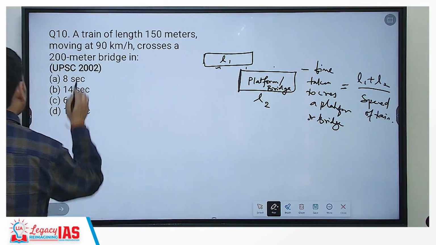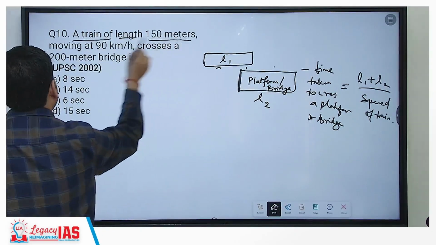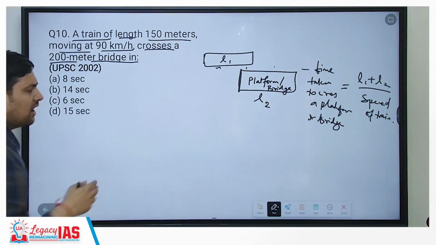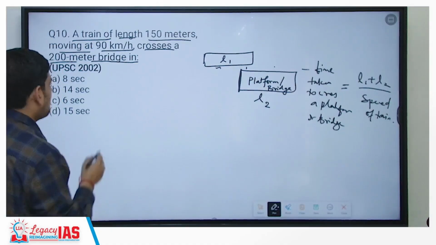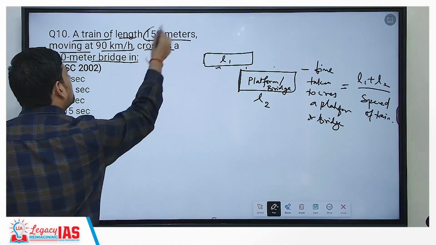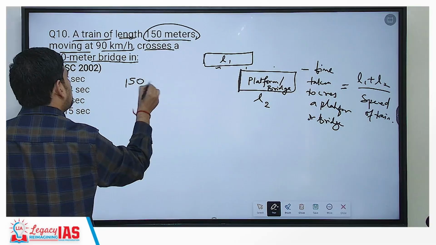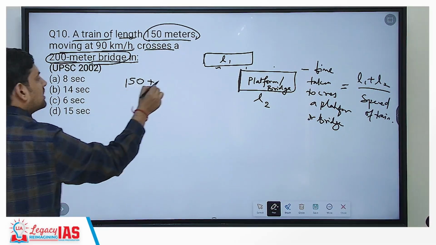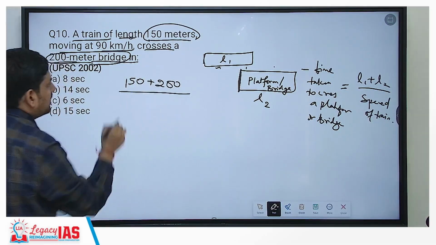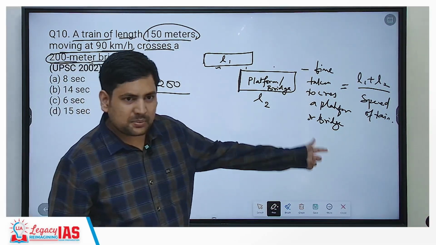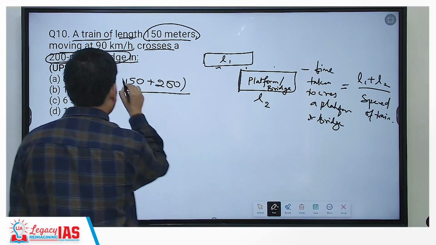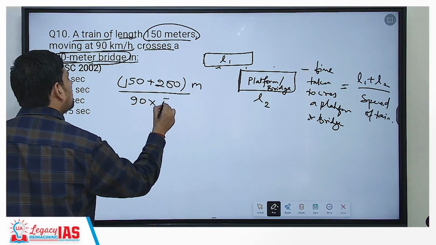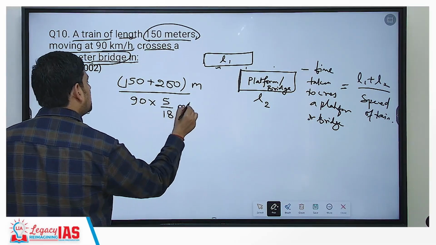Now let's see this question. A train of length 150 meters moving at 90 km per hour crosses a 200-meter bridge in what time? So L1 plus L2. Now length of the train is 150. So 150 plus L2. L2 is what? 200-meter bridge. So this is the second length. So plus 200 divided by whatever is the speed of the train. Now this is in meters, so speed also has to be in meters. So this becomes 90 into 5 by 18 meter per second.